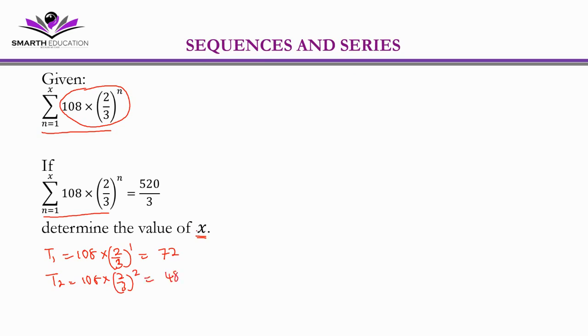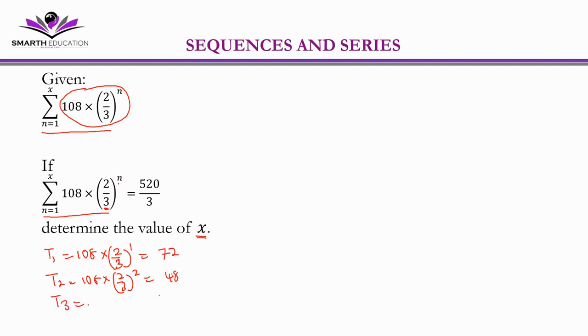Now we want to find x. We're finding the sum of this series, and this series is geometric if you check. Our common ratio is 2 over 3. If you say 48 divided by 72, you get 2 over 3. Or just get your T3. How do you see that it is geometric? Just look at the general term. You see that there is a ratio here and the exponent there.